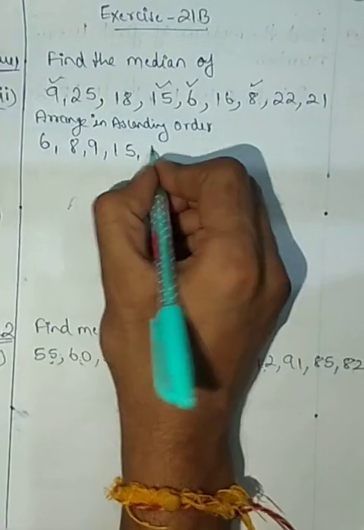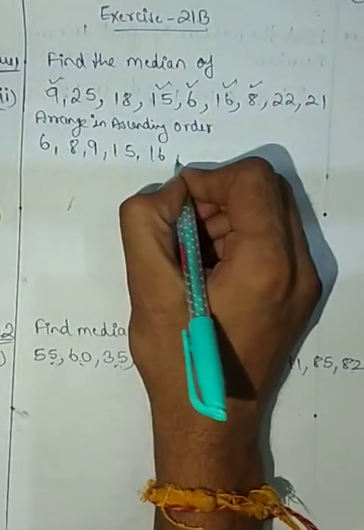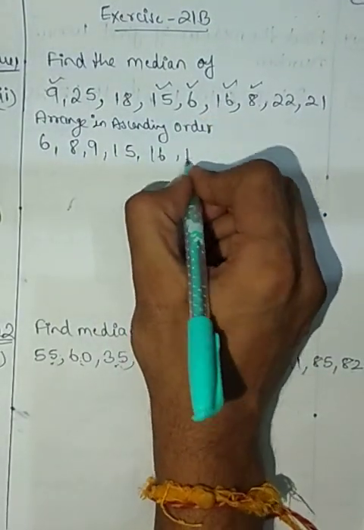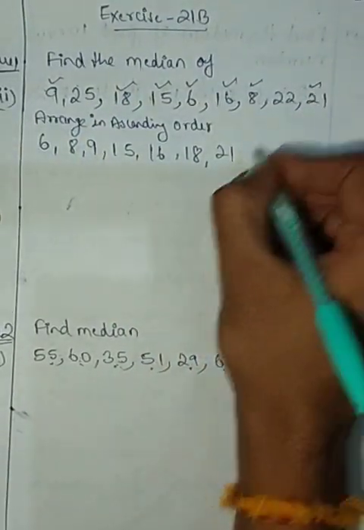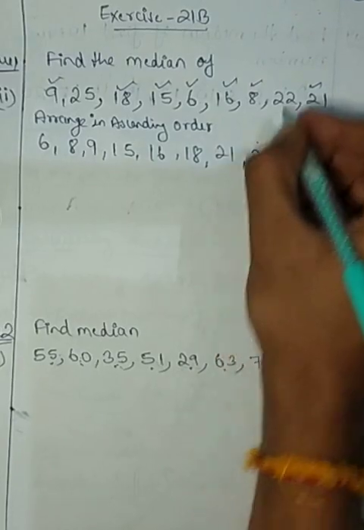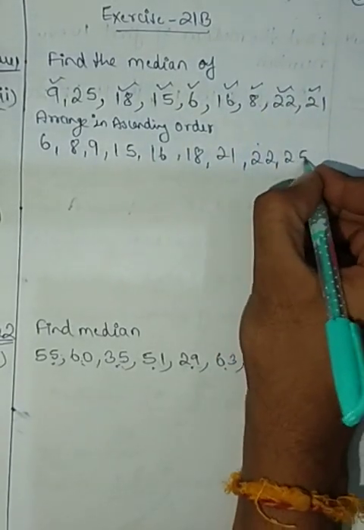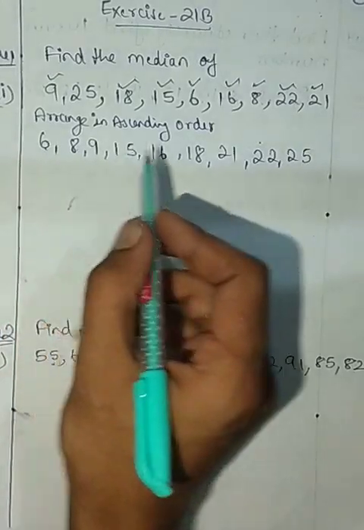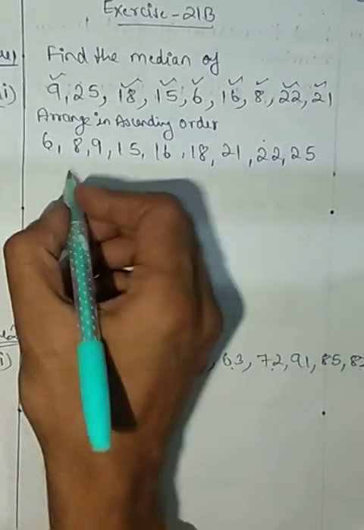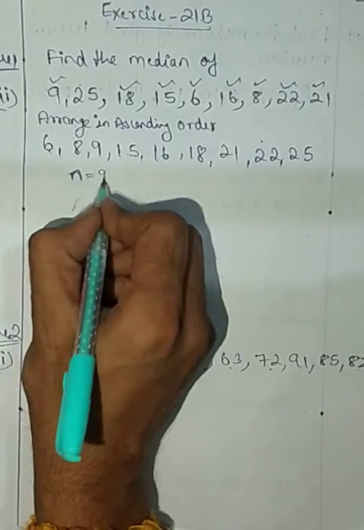15, 16, 18, 21, 22, and then 25. Now count them: 1, 2, 3, 4, 5, 6, 7, 8, 9. N is equal to 9.